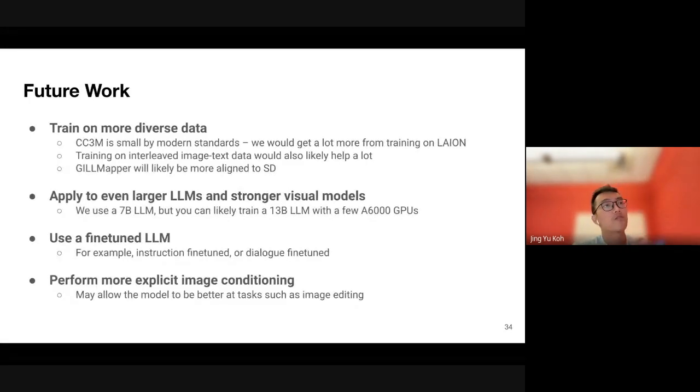So I think GILL was an interesting proof of concept that you could even do something like this, an image-text model that produces image and text. There's a lot of future work that can be done. One of it is we can train on more diverse data.